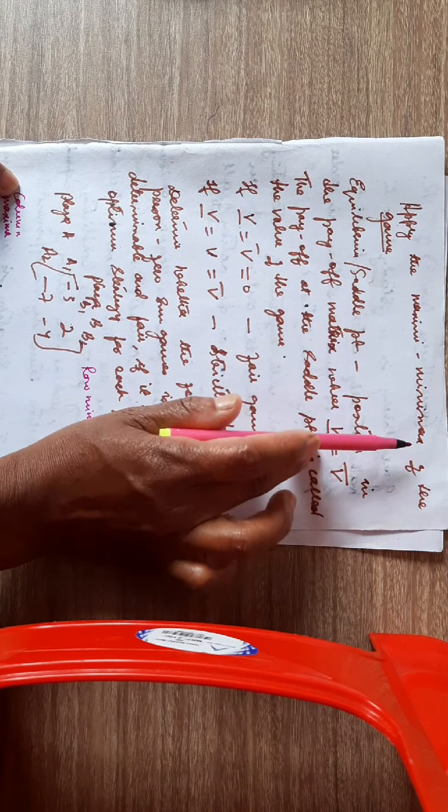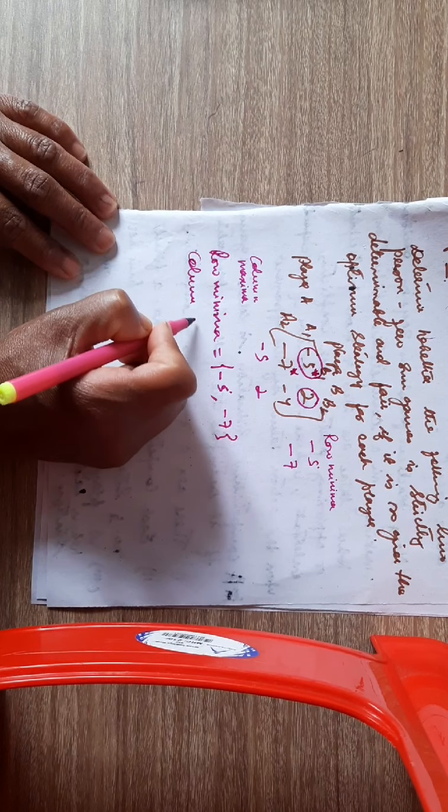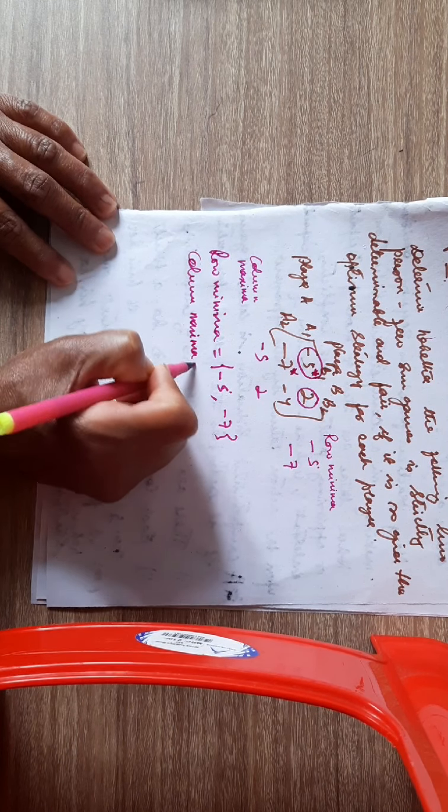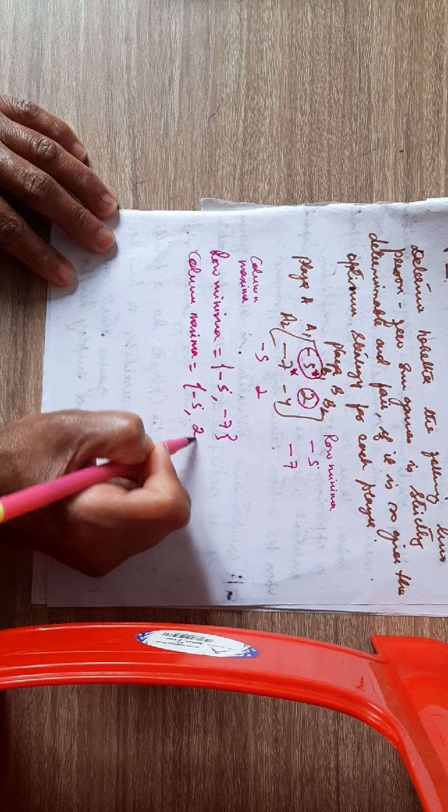Next you find out the column maxima. In the first column, which one is the maximum value? It is this one. We encircle that one. And in the second column, which one is the maximum? 2 is the maximum. So here it will be -5 and this is 2. Now the row minima contain the set -5 and -7, and the column maxima are the set of -5 and 2.